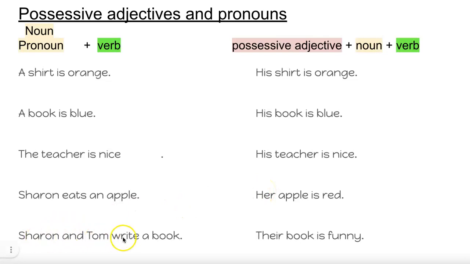Sharon and Tom write a book. Nouns, verb. Their book is funny. Noun, verb. Possessive adjective.